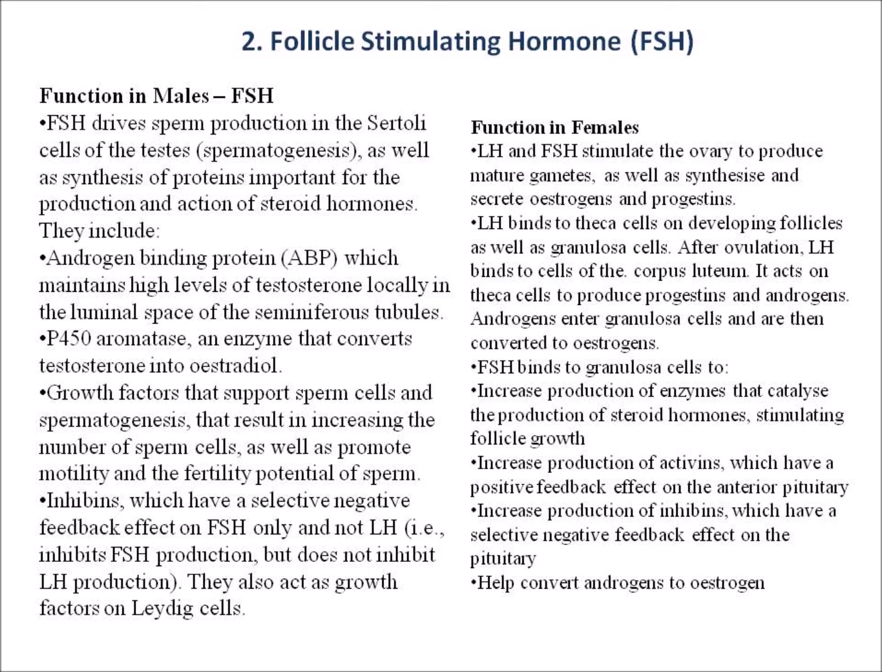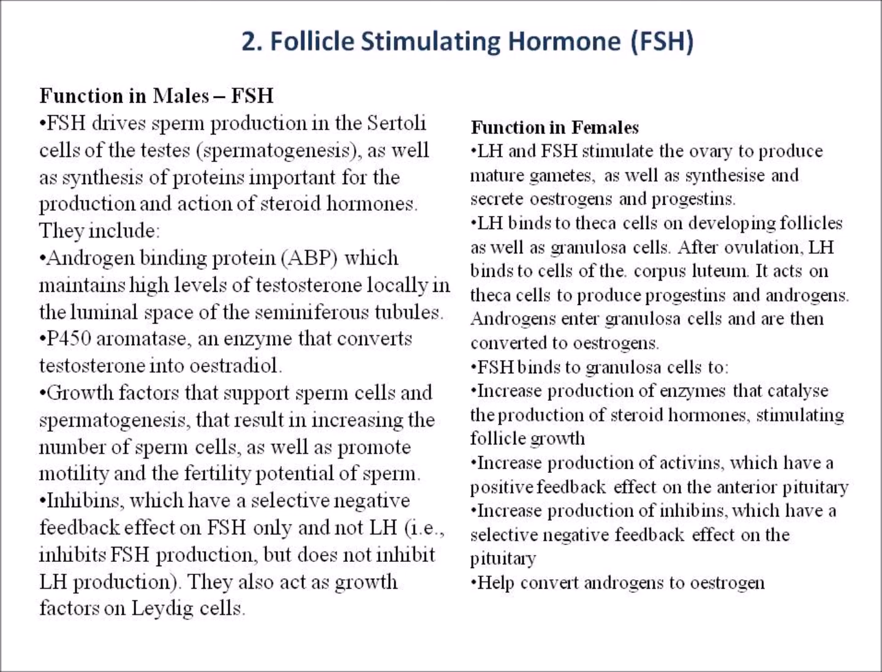In females, LH and FSH stimulate the ovary to produce mature gametes as well as synthesis and secretion of estrogens and progestins. LH binds to theca cells on the developing follicle as well as granulosa cells. After ovulation, LH binds to cells of the corpus luteum. It acts on theca cells to produce progestin and androgens. Androgens enter granulosa cells and are then converted to estrogens.